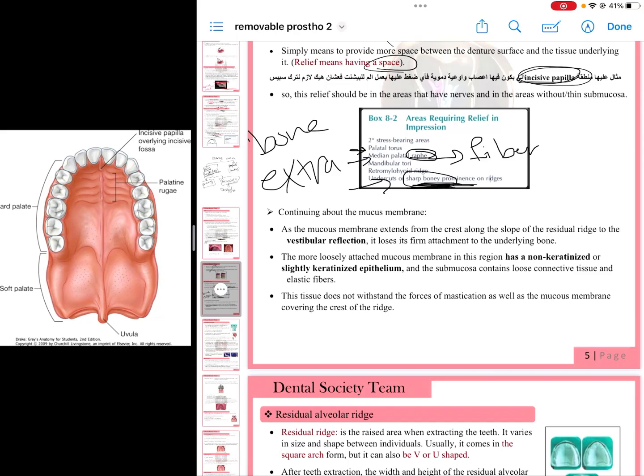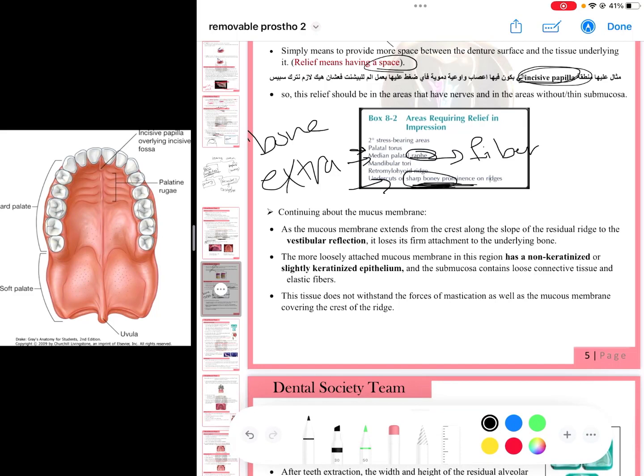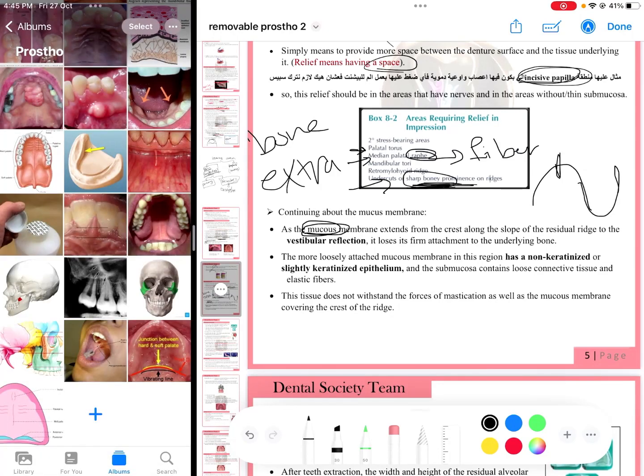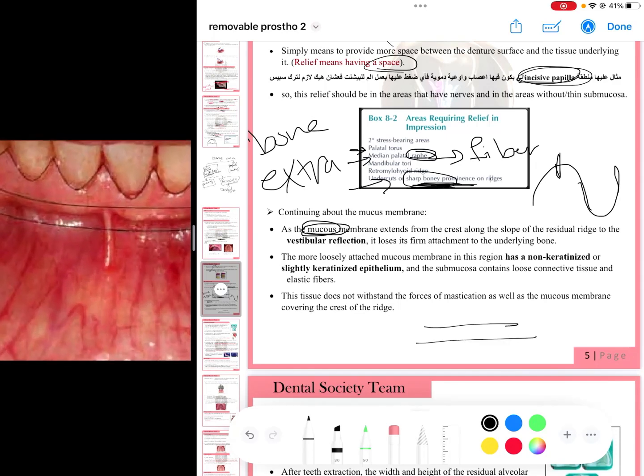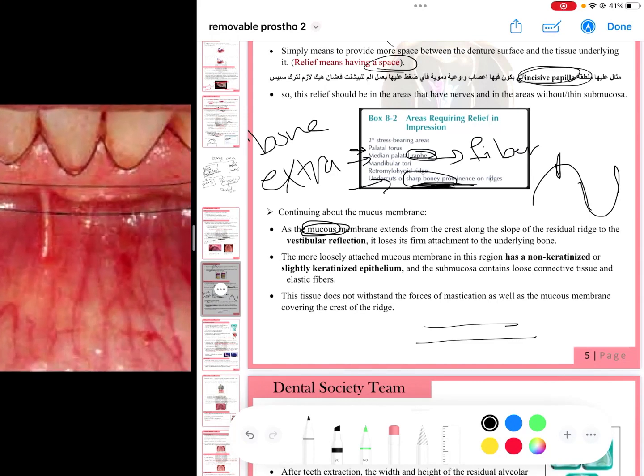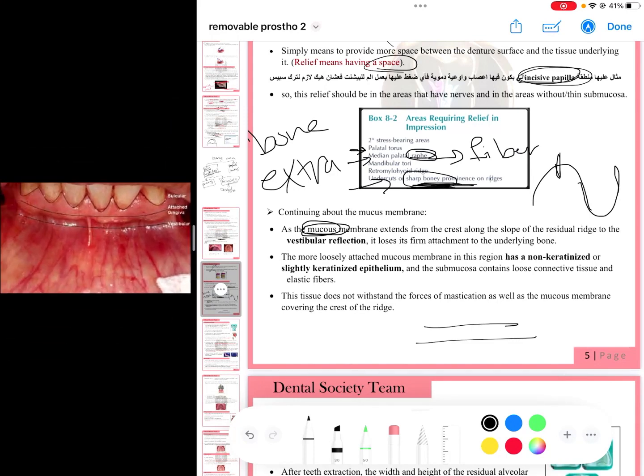Okay. So I'll now continue talking about the mucous membrane. The mucous membrane extends from the crest along the slopes of the residual ridge to the vestibule reflection. This is the crest of the ridge, until the reflection of the vestibule. You know what the reflection of the vestibule is, right? Between these two lines is the reflection of the vestibule. This is the vestibule. So it extends all the way, and it's attached to the bone.